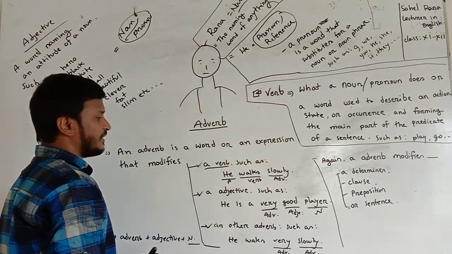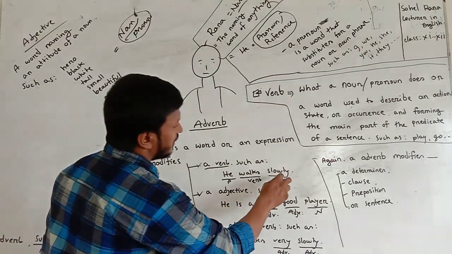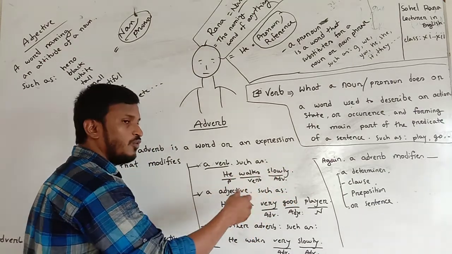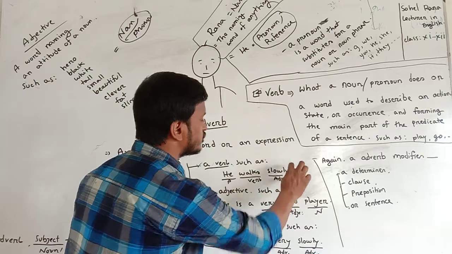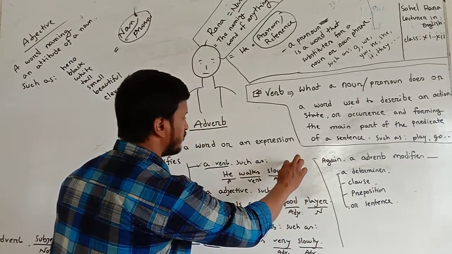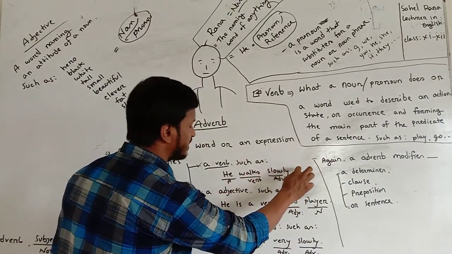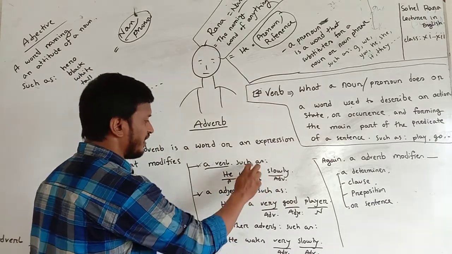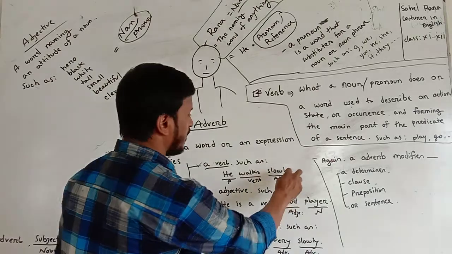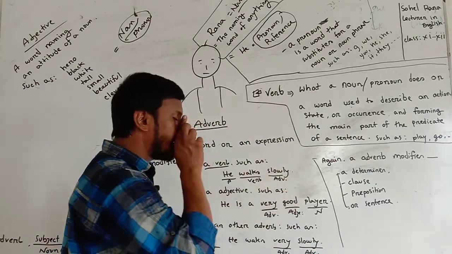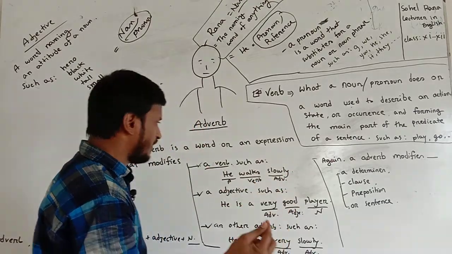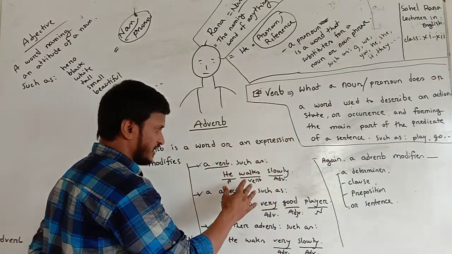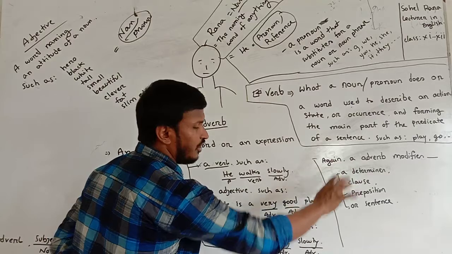Why do we call it an adverb? Because the word slowly modifies the verb, that is, how he walks. He walks slowly. That's why this word is telling about the verb, or it modifies the verb. That's why it is called an adverb. Or simply, whatever we want to say about a verb, these are called adverbs.